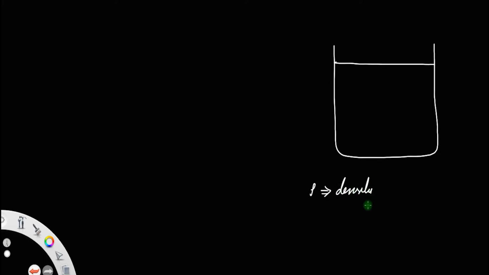Consider a beaker containing a liquid of density rho. Let this be the surface of the liquid. Let rho be the density of the liquid. Let there be a body in the shape of a cylinder, immersed in the liquid like this. Let sigma be the density of the body.